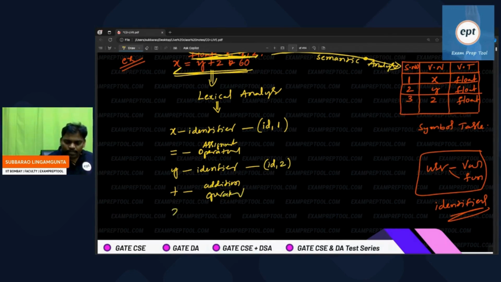Next one, Z came. Immediately Z says, I am an identifier. The lexical analyzer says, if you are an identifier, just wait, I have to check in the symbol table. It is available in the symbol table, identifier, so ID 3.